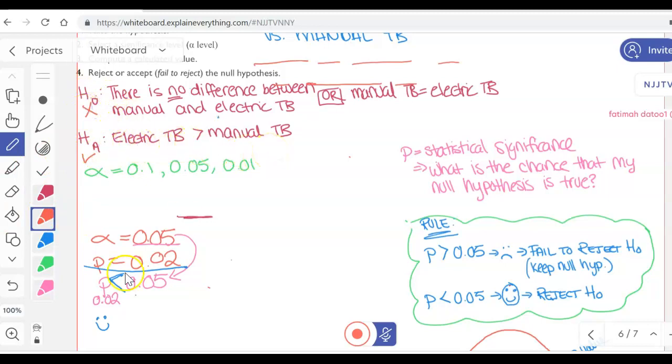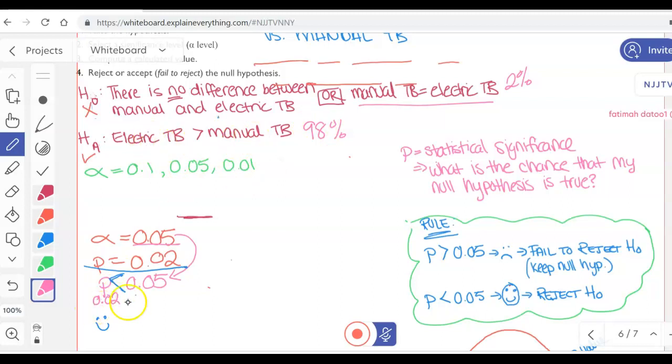than the manual toothbrush. Now let's analyze this. 0.02. 0.02 times 100 is 2%. Okay, so what this means is that there is a 2% chance that the manual toothbrush is the same as the electric toothbrush. But let's do 100 minus 2. 100 minus 2 is 98. There is a 98% chance that the electric toothbrush is way better than the manual toothbrush.